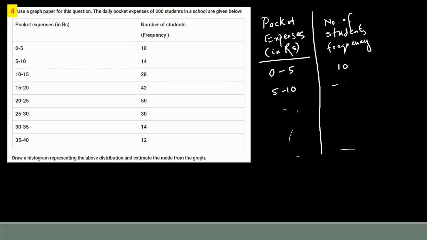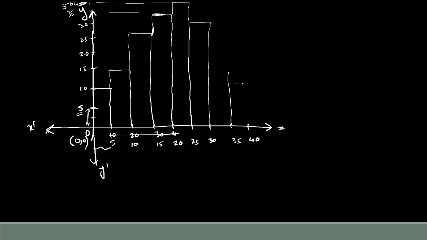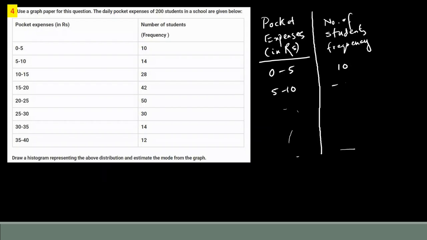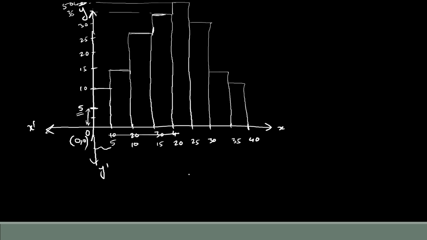And the last one is 12, so somewhere here, 12. Now the problem is they asked you to find the mode from the histogram. So when they have given you a problem, you know the mode should lie in between this range, 20 to 25. Why? Because the frequency is the highest between 20 to 25. So the mode has to lie between 20 to 25. Okay, the number of students getting between 20 and 25 is the highest.